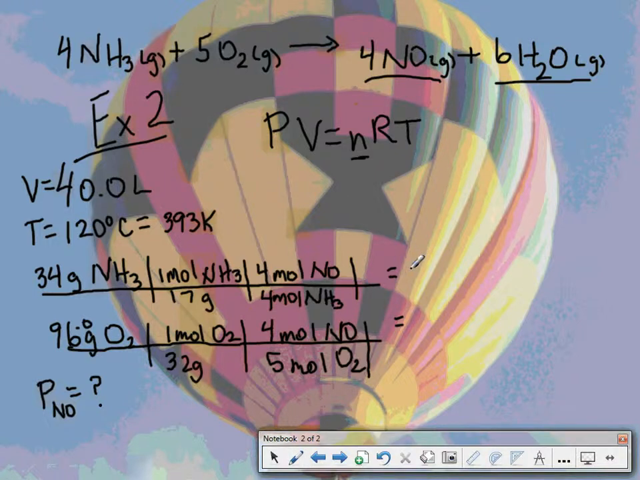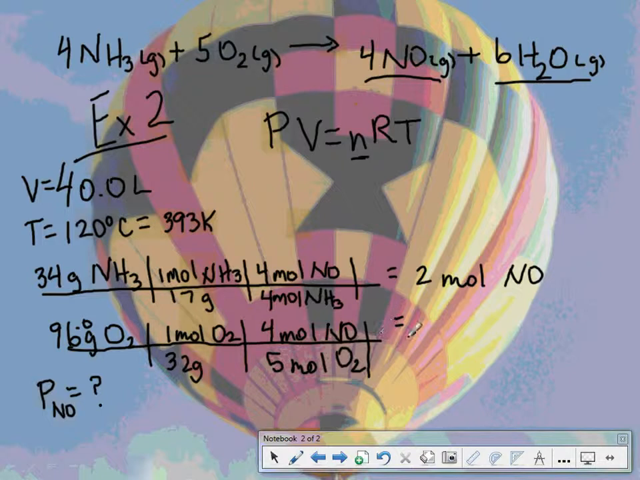All right, what do we have? For the first one, I got 2. Okay, 2 moles. Yeah, that makes sense. Look, 34 divided by 17. 2 moles of NO. All right, do 96 divided by 32.